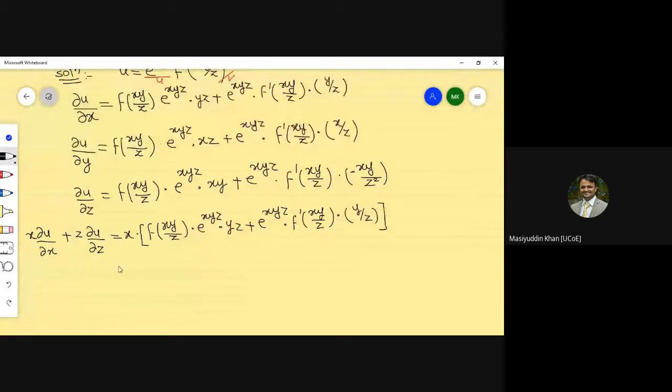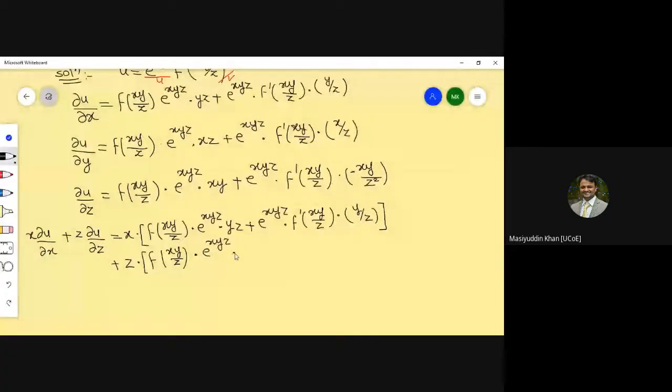plus z into, so dou u by dou z, f of xy by z into e raised to xyz into xy plus e raised to xyz into f dash of xy by z into y by z. Sorry, y by z नहीं आएगा. This will become as it is minus xy by z square.